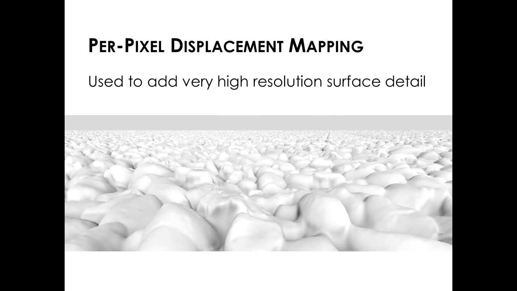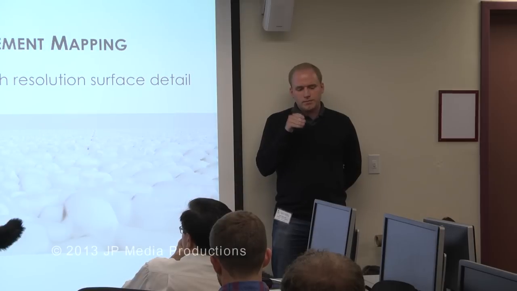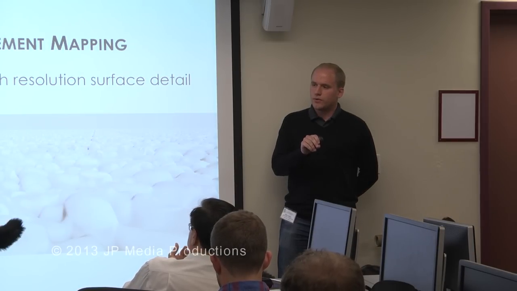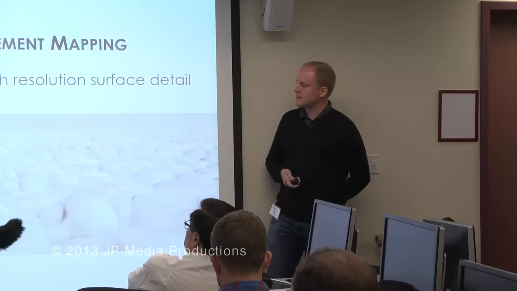Now for the fine details, you use a different approach. It's called per pixel displacement mapping. Rather than rendering geometric features, you render each pixel on the screen, you determine where it strikes in the high resolution geometry, and you then determine the appropriate color corresponding to that.